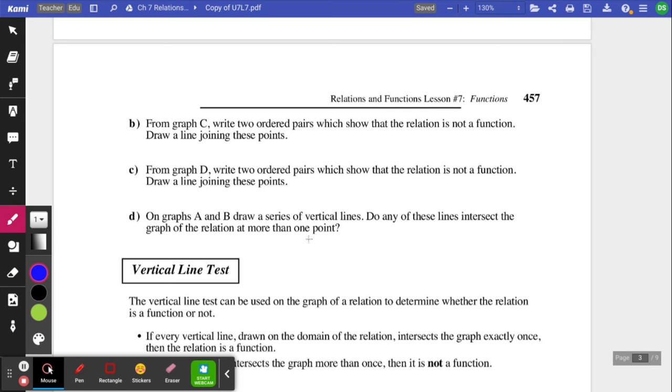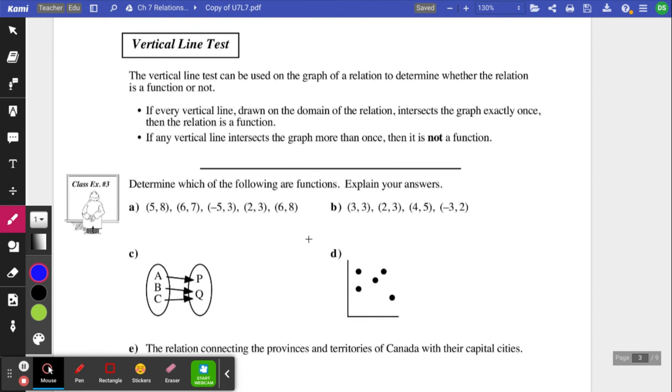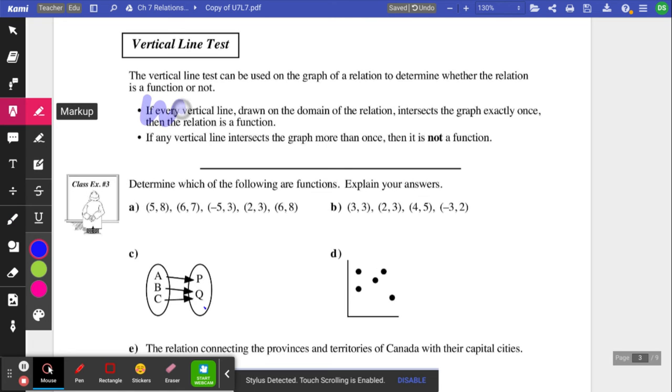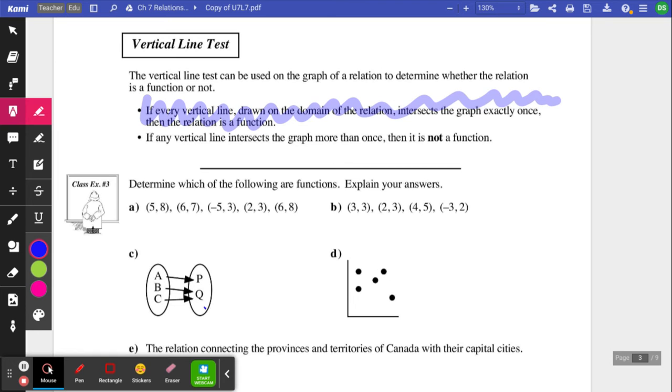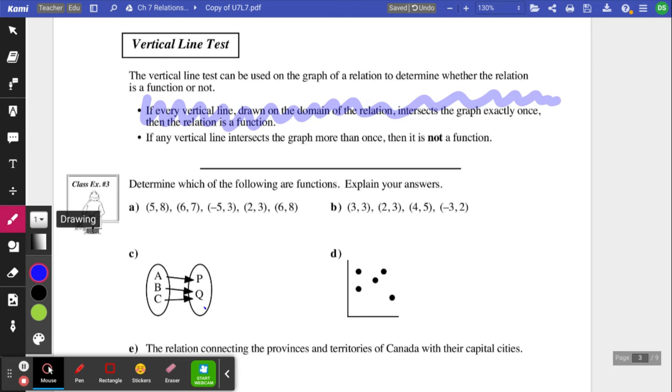Okay, here's the vertical line test. Turn the page. In the middle of the next page, it says vertical line test. That's what we're doing. So I'm reading right here, follow along. If every vertical line drawn on the domain of the relation intersects the graph exactly once, then the relation is a function. You with me? If any vertical line intersects the graph more than once, it is not a function, because that means there would be two different outputs for the same input. So then it says, okay, let's go try it.